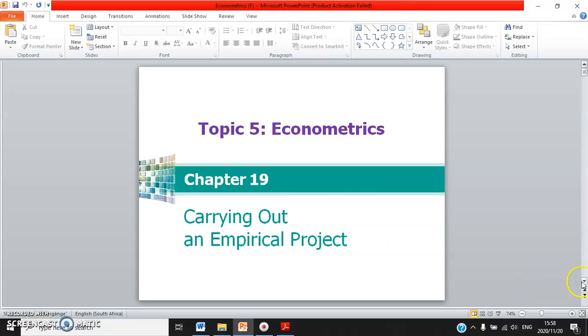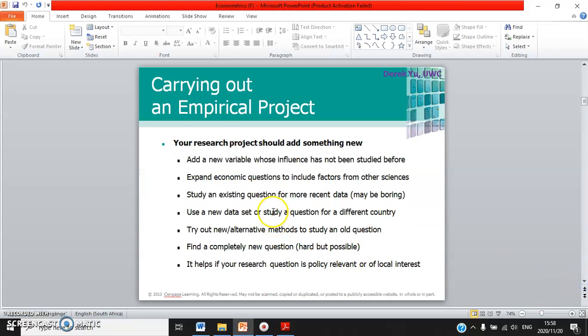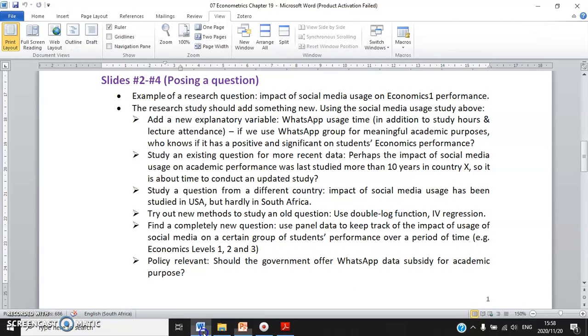Okay, then for the PowerPoint slides. Slide 3 talks about how your research project should convey something new. Otherwise your research will be boring, isn't it? So in the study guide, I use this as an example of a research question: the impact of social media usage on economics 1 performance. Nowadays, we can't deny that social media, as long as you use it in the right way, does have a positive impact on academic performance. Maybe the tutors form a WhatsApp group for each tutorial group, or maybe I open my YouTube learning channel.